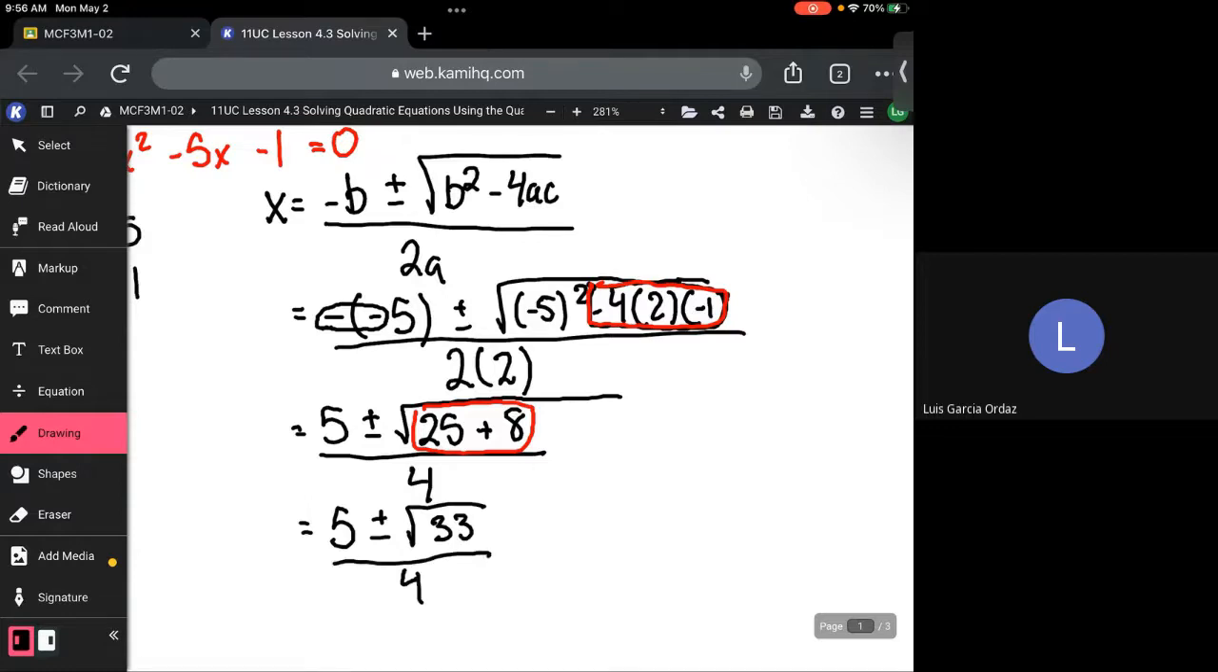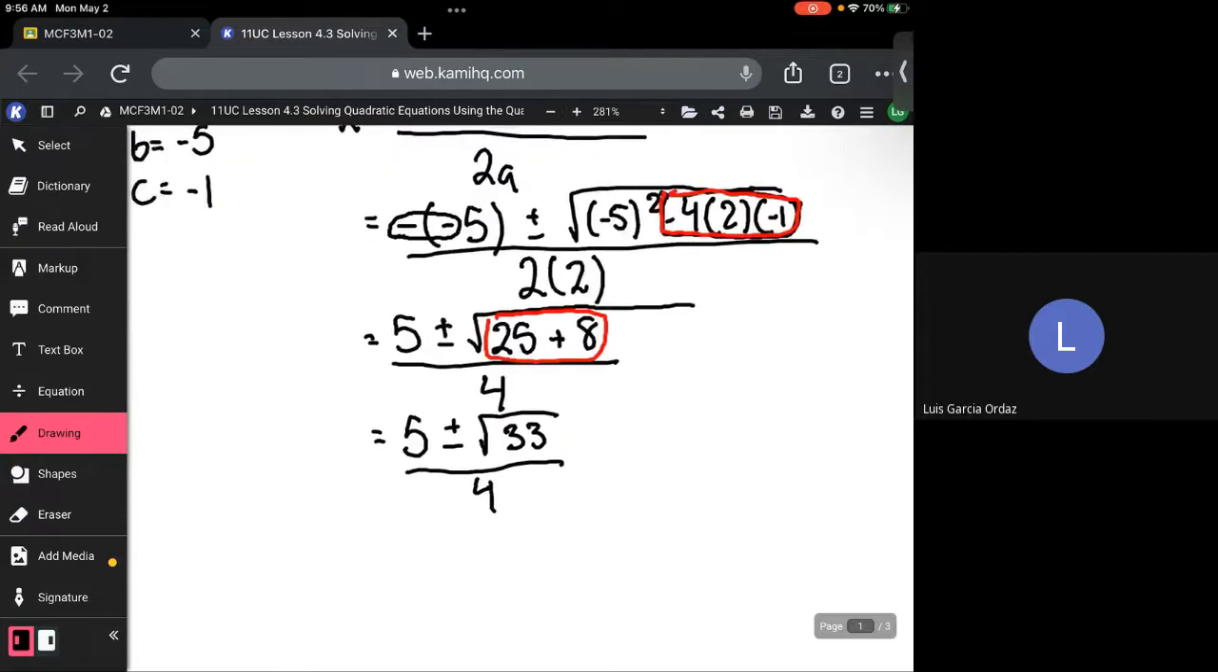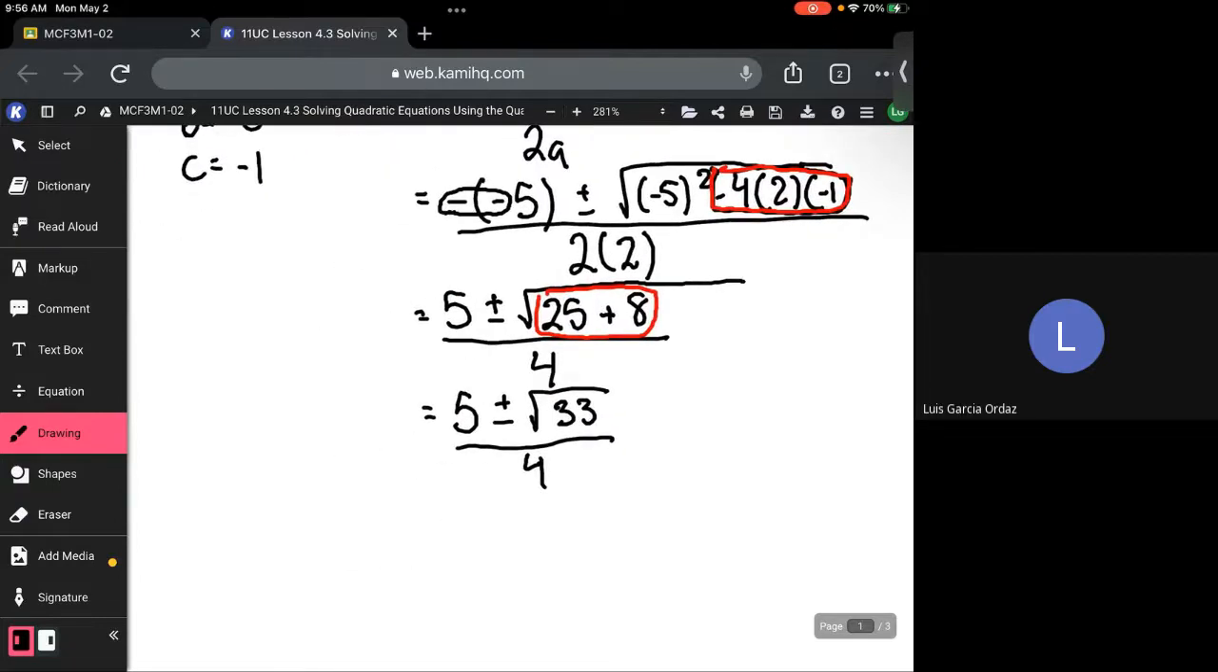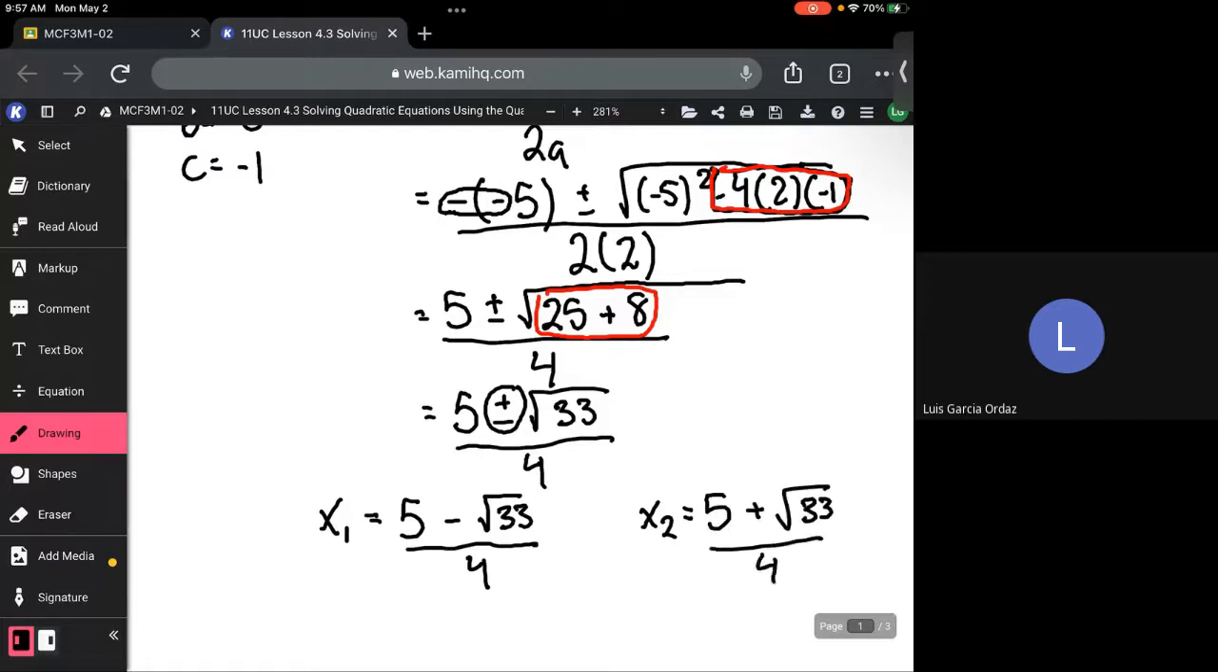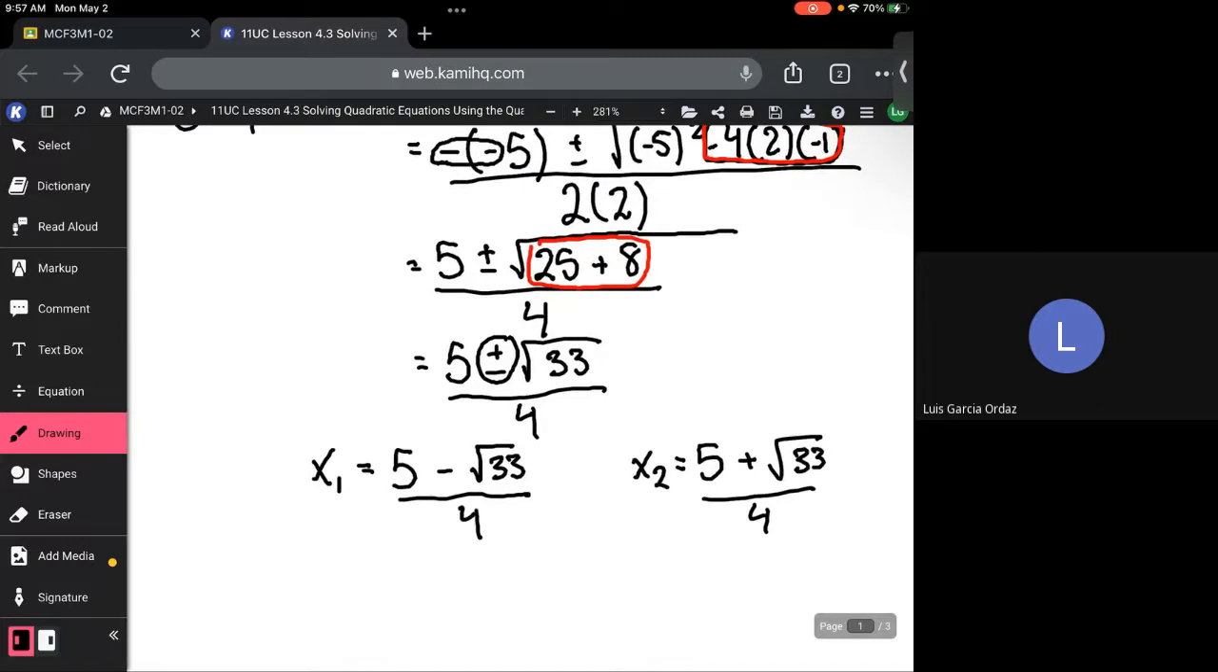So your x-intercepts, how many x-intercepts do we usually have in a parabola? 2. So here we're going to have 2 answers. So you guys notice how we have that plus and minus here? So our first x-intercept is going to be 5 minus the square root of 33 divided by 4. My second x-intercept is going to be what? 5 plus the square root of 33 divided by 4. And all you're going to do is give me a decimal answer. That's it. So can someone tell me what 5 minus the square root of 33 is, divided by 4? To the first decimal.